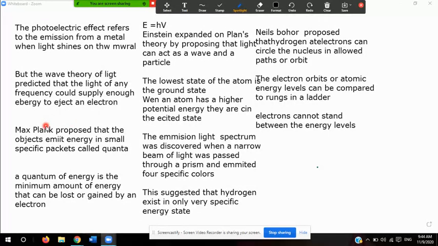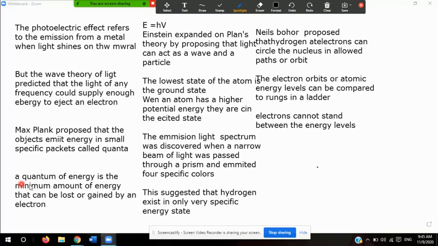Then you have Max Planck, who was a German scientist, and Max Planck proposed that objects emit energy in small specific packets called quanta. Actually it was Planck who came up with the idea of quanta, which is pretty much how much energy an electron gains or loses. He proposed that depending on the metal and the frequency, they release a specific amount of energy. It's not a one size fits all.